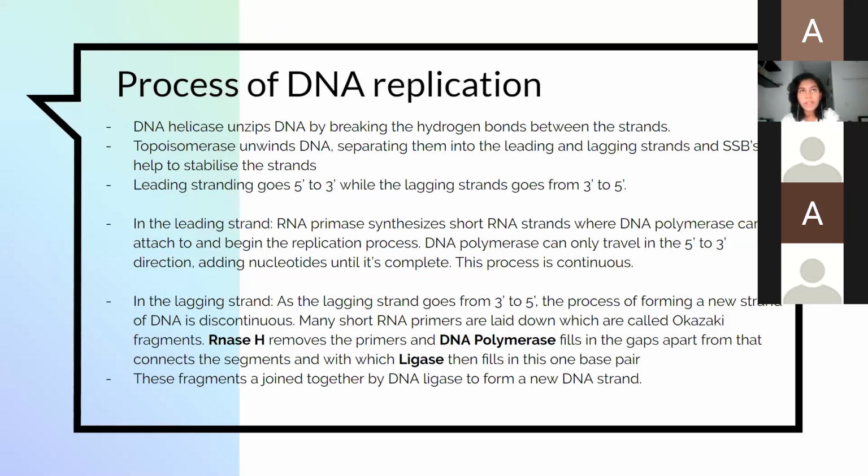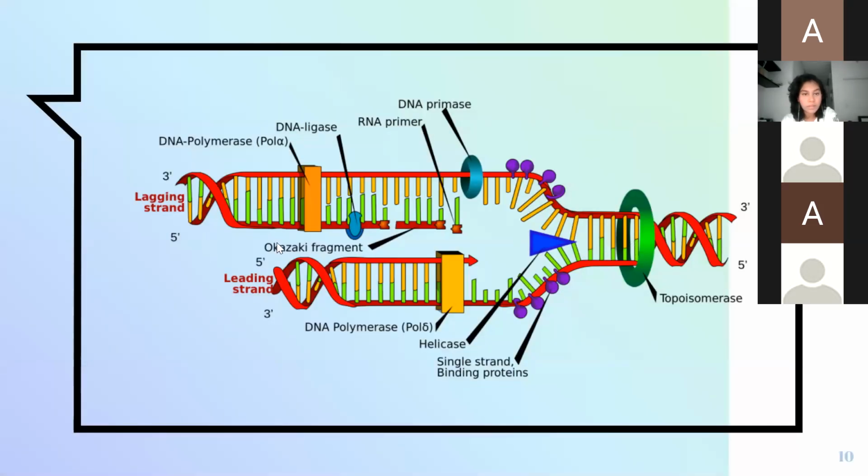DNA polymerase cannot just start. It needs a starting point, which is what the RNA primase gives. So DNA polymerase binds onto the RNA primer and travels in the 5' to 3' direction, adding nucleotides until it's complete. This process is continuous in the leading strand. DNA polymerase just brings on nucleotides until it meets the end.